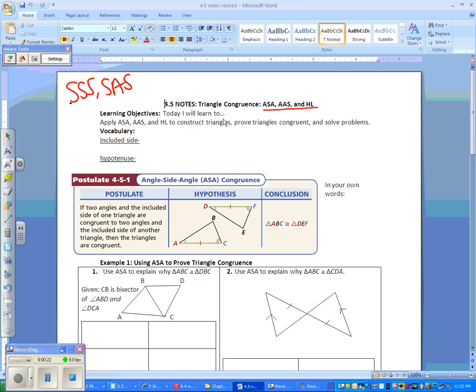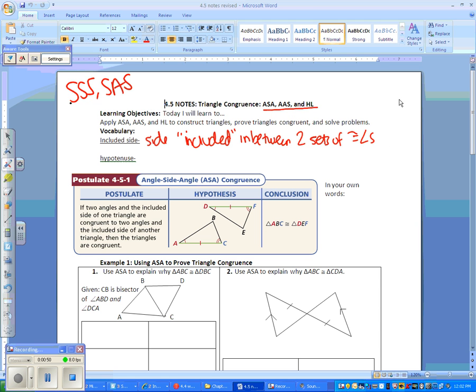Again, we're trying to prove 2 triangles are congruent. And in order to know ASA, we have to know the vocab word included side. It's very similar to an included angle, except now it's an included side. So an included side is a side that is included. And when I say included, that means it wants to feel included. So it's in between 2 sets of congruent angles.